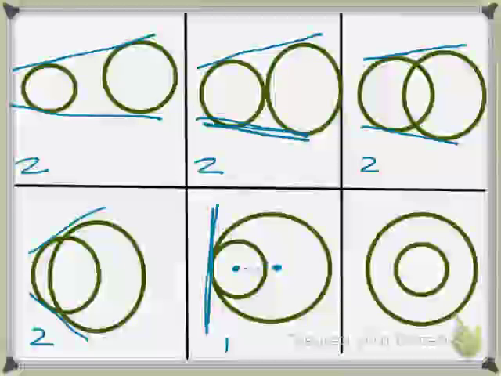And the final one, how many external common tangents there? 0. What would we call those two circles? Definition from yesterday. Concentric. They have the same center. So that's our bullseye picture, concentric.